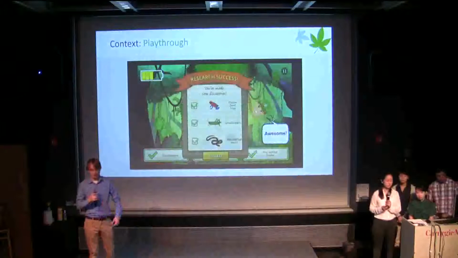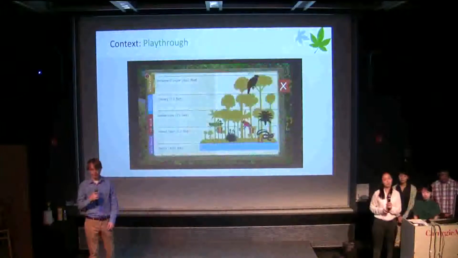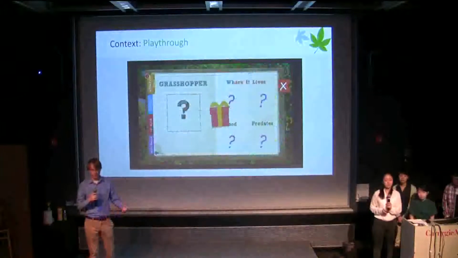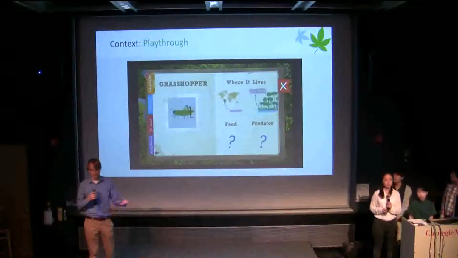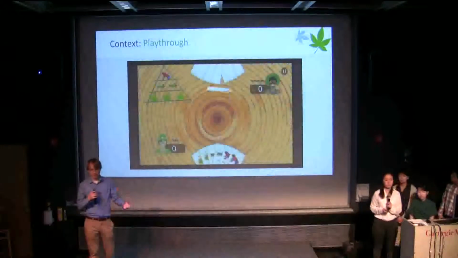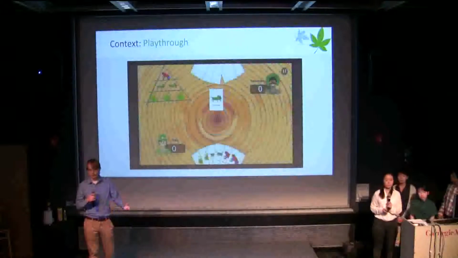Once completed, it feeds information into the player's journal in the form of gifts as openable rewards for the player. And as you can see, I've just unlocked the grasshopper, but my entry is incomplete. To complete it, we'll need to play the card game. The card game introduces players to the food chains.